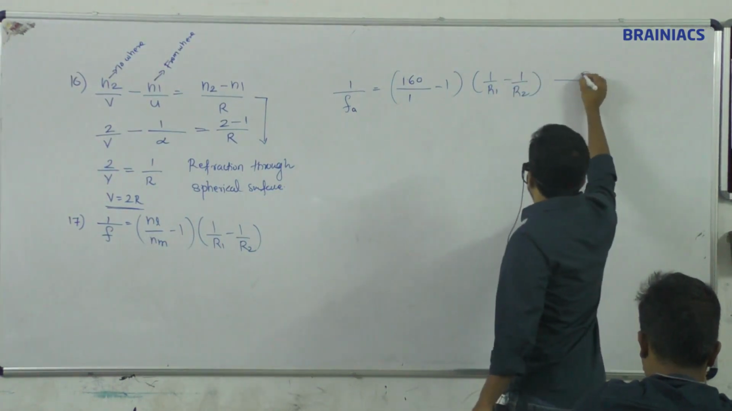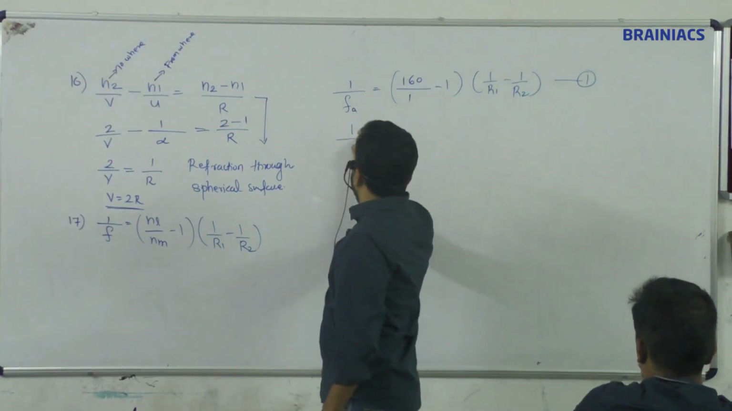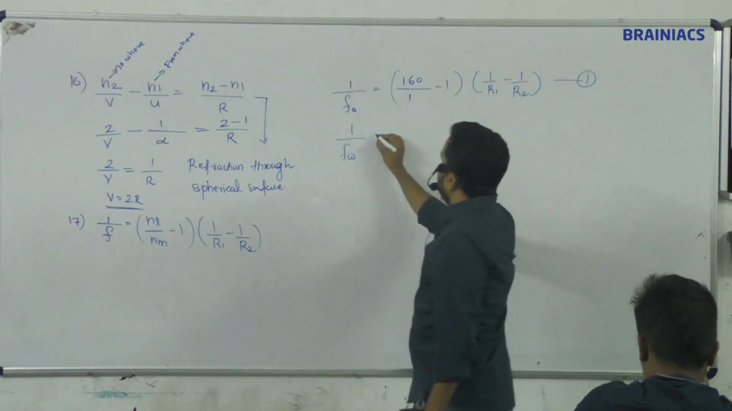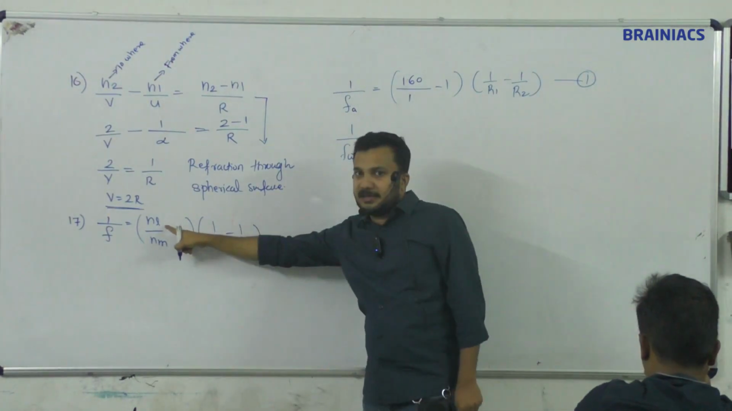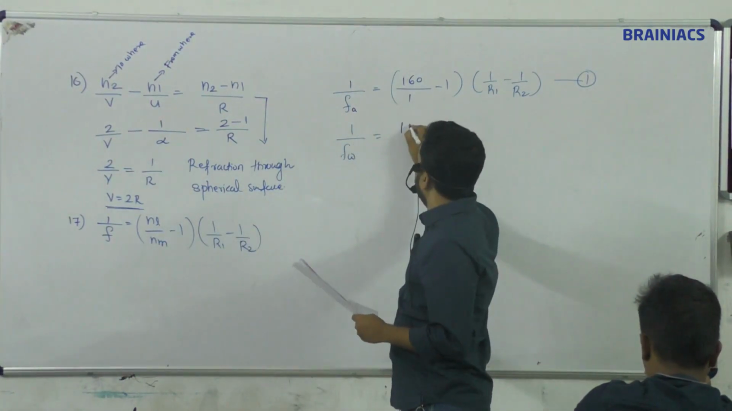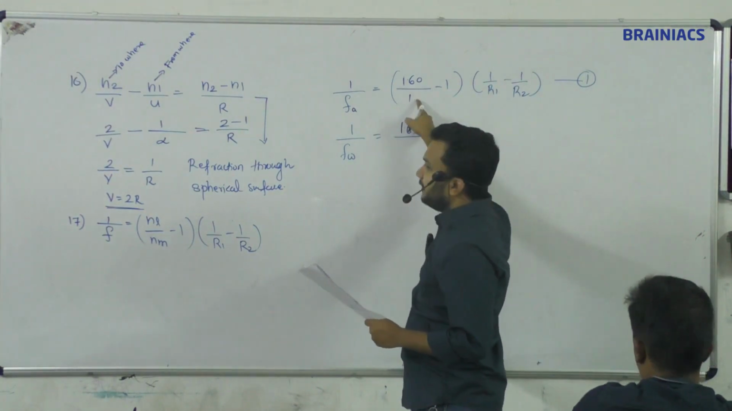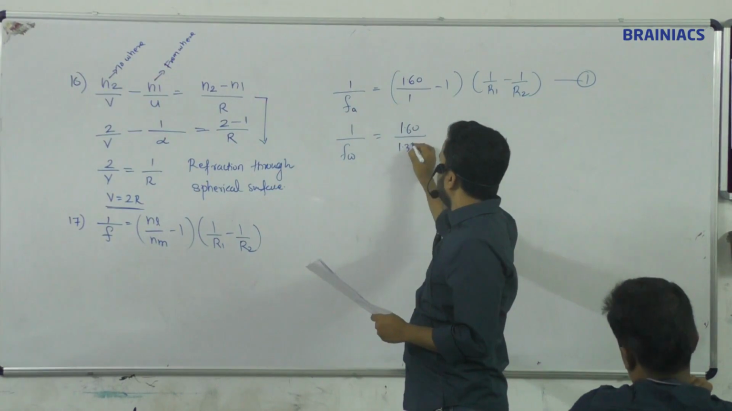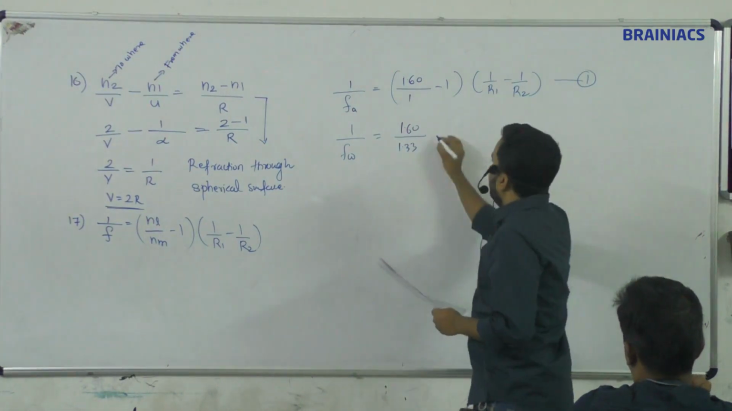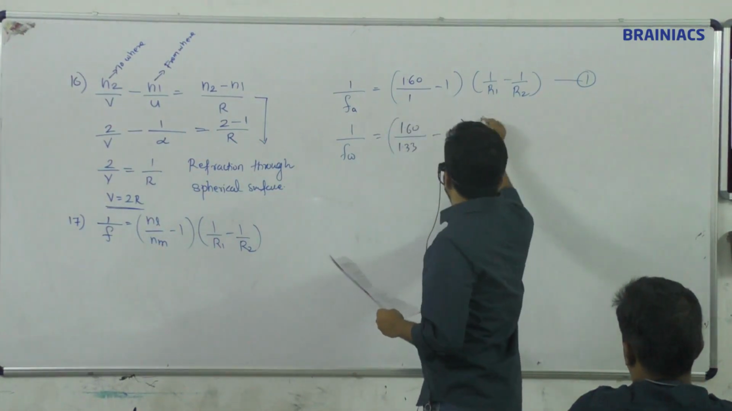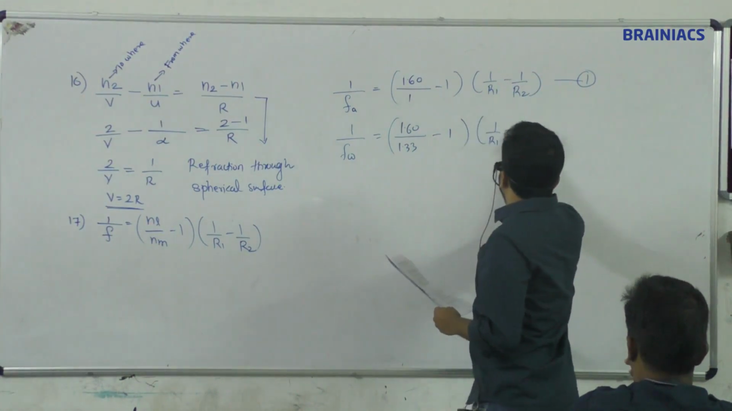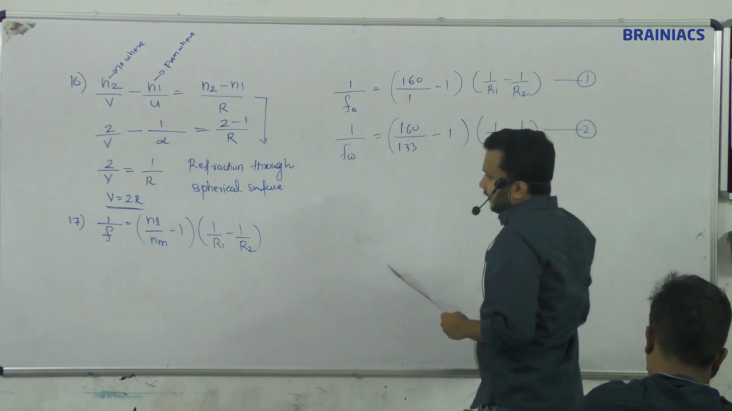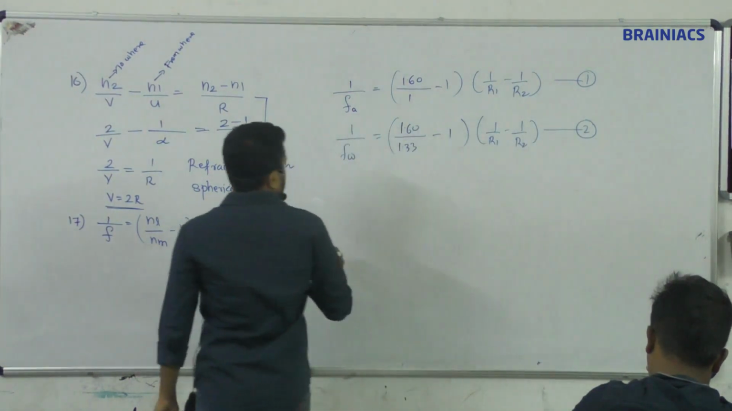Equation number 1. Similarly, second set of equation, 1 by focal length in water is equal to NL, refractive index of the lens, still the same 1.60. But now instead of air, what is the medium now? Water. Water is 1.33, that is 4 by 3, minus 1 into 1 by R1 minus 1 by R2. Equation number 2. This model we have already done while doing the theory.